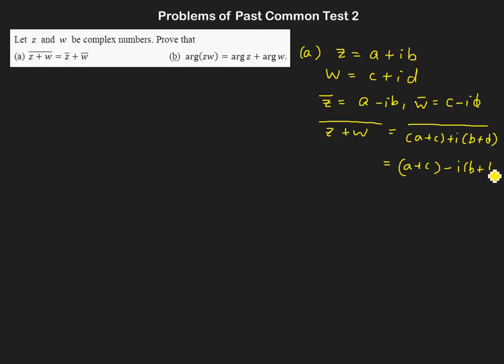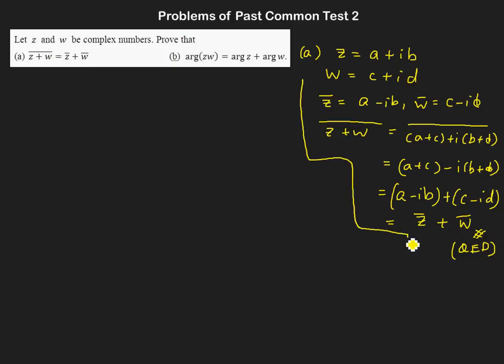(b plus d). Okay, so if you regroup this rather, a plus ib, and this would be c minus id, a minus ib plus c minus id. And what's this then? This is actually the conjugate of Z, and this is the conjugate of W. QED, proven. And so let me put this line here. Okay, the next part, B.